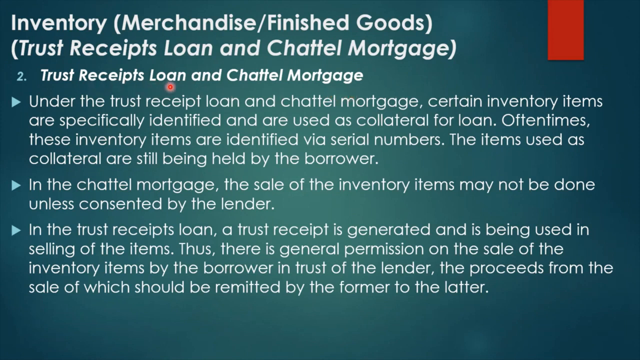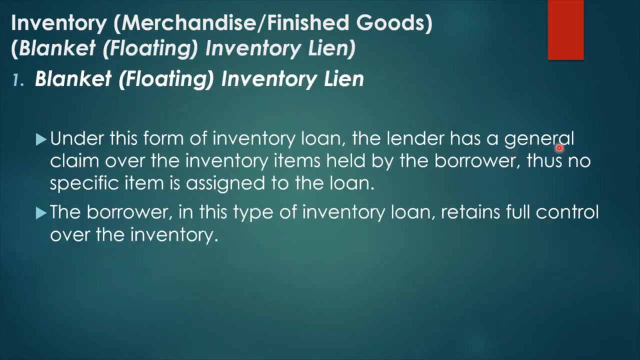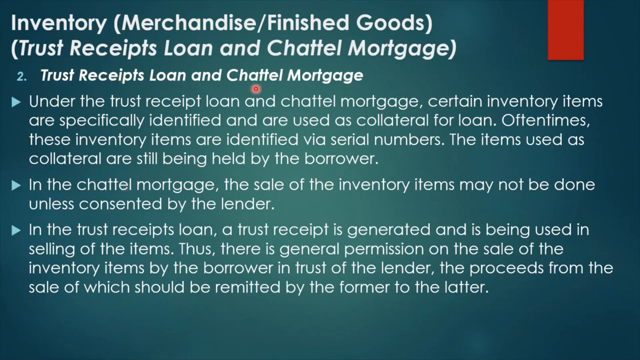Pagdating naman kay trust receipts loan and chattel mortgage, under the trust receipt loan and chattel mortgage, certain inventory items are specifically identified and are used as collateral for the loan. So, as compared kay blanket floating na kung saan general claim lang, pagdating kay trust receipts and chattel mortgage, nagkakaroon na ng specific claims. Ini-identify mo na kung alin sa mga inventory items ang magiging collateral. Oftentimes, these inventory items are identified via serial numbers para maging specific ka talaga sa pag-identify.